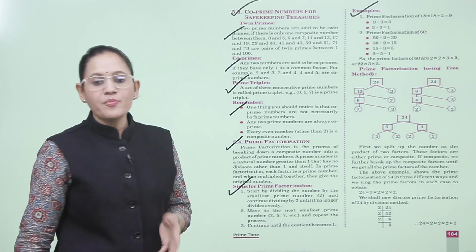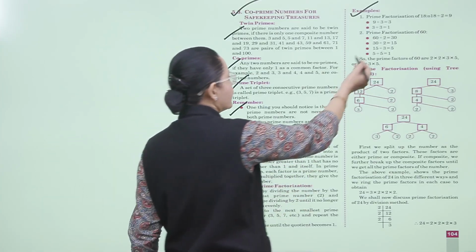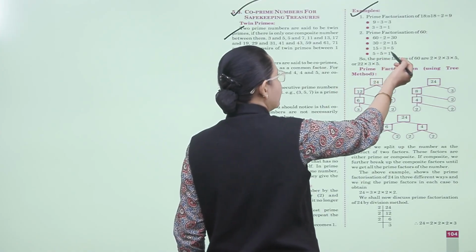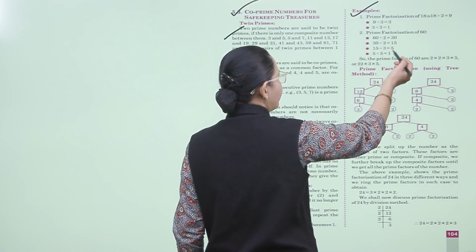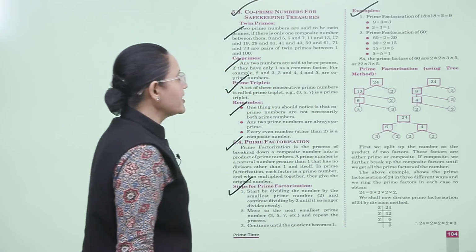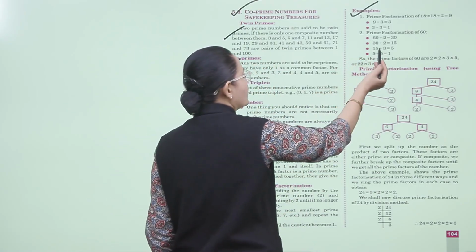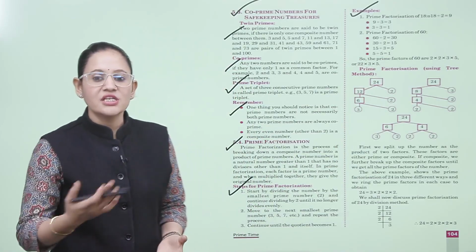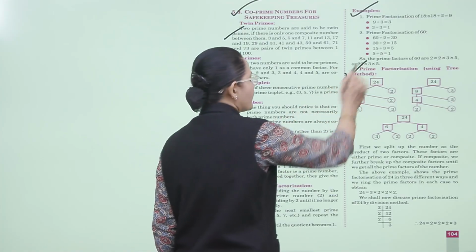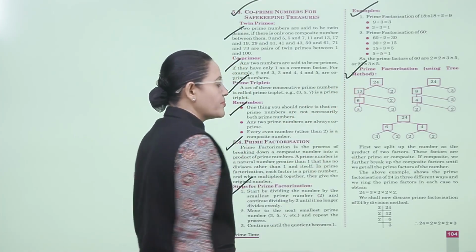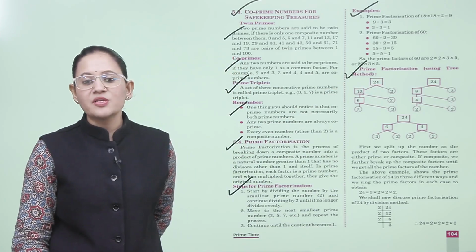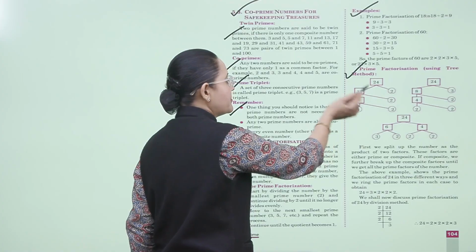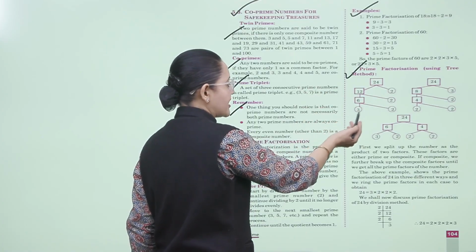Clear? Now prime factorization of 60. 60 divided by 2 gives you 30, 30 divided by 2 gives you 15, 15 divided by 3 gives you 5, 5 divided by 5 gives you 1. So the prime factorization will be 2 into 2 into 3 into 5. Clear? Next is prime factorization using the factor tree method. So 24 is a composite number. We'll divide by the smallest prime number, that is 2, we'll get 12. Here 12 is a composite number, we'll divide it again by 2, get 6.